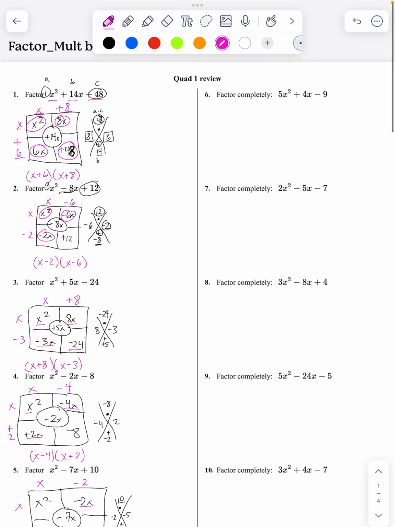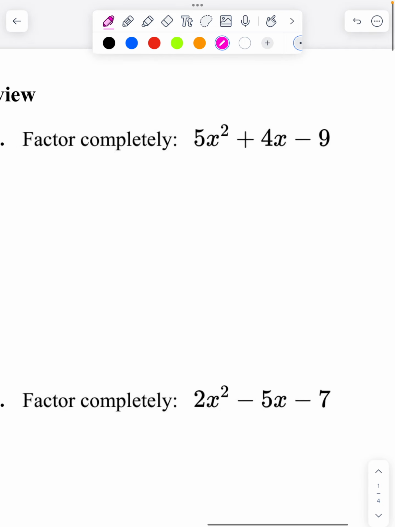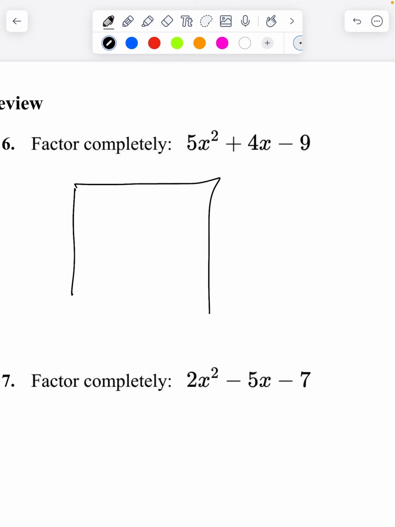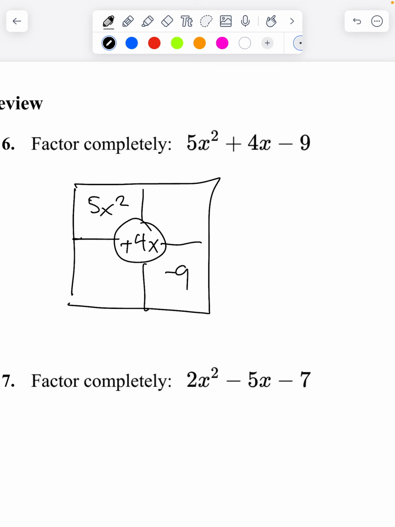All right, looking at number 6. Now I've got to be careful because the A number isn't 1 anymore, it's 5. The process is still the same. All right, 5x squared plus 4x minus 9. It's got to multiply to A times C, so in this case it's 5 times negative 9, which is negative 45. And then it has to add to 4.